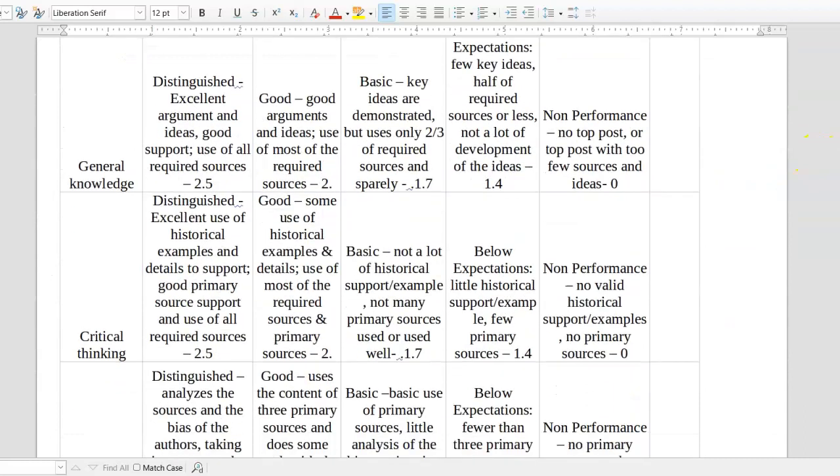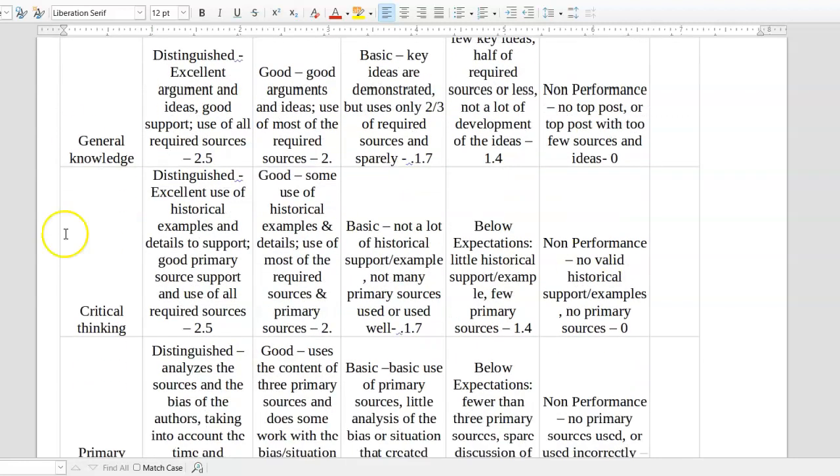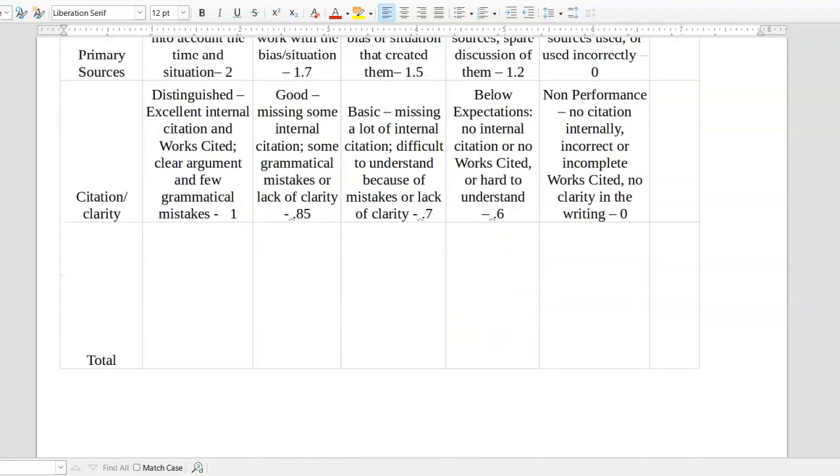And this is the rubric for how I'm going to grade these. I look at specific things in your journals and in your discussions for the journals. Your general knowledge, which is your history, your critical thinking, which is how you answer the question and how well you support it, your primary sources, your use of 3 of them and how well you do that, and then your citation and your clarity.